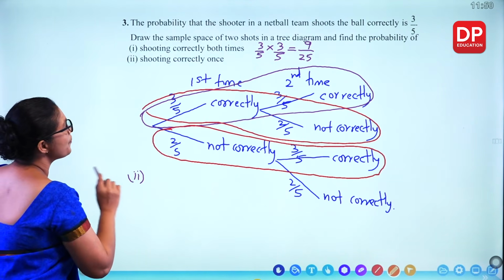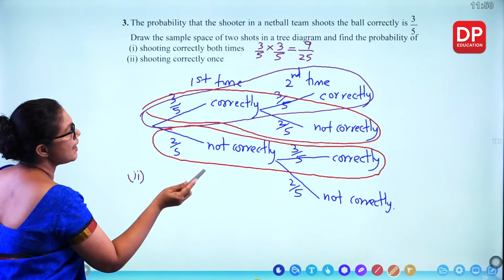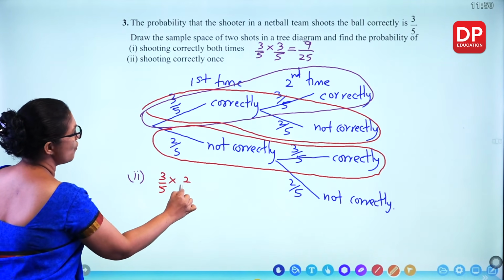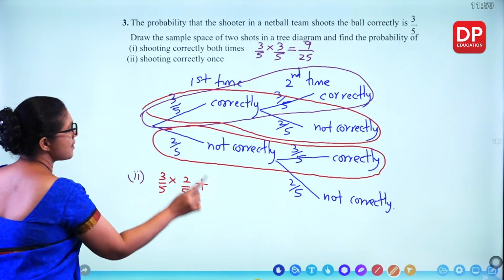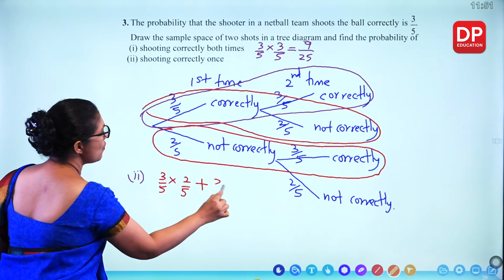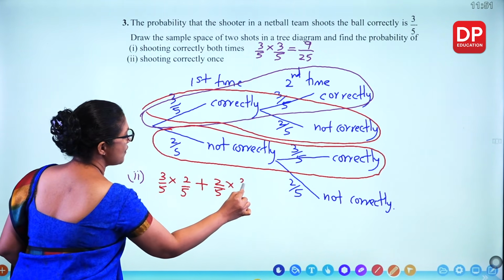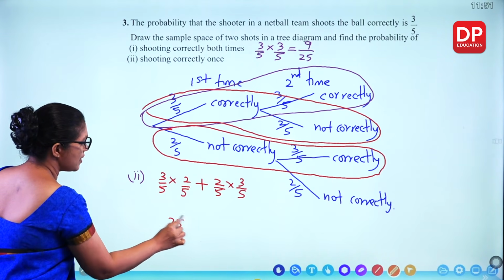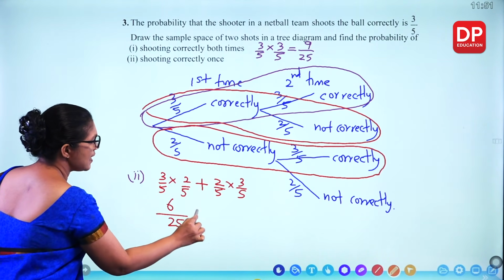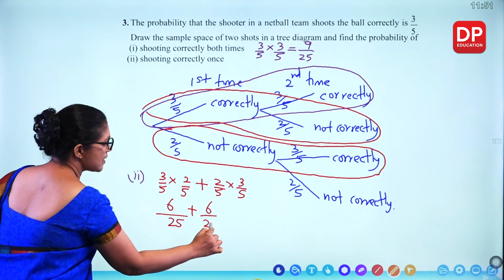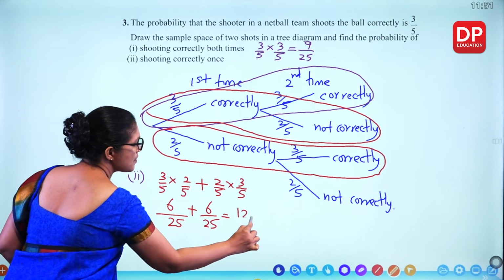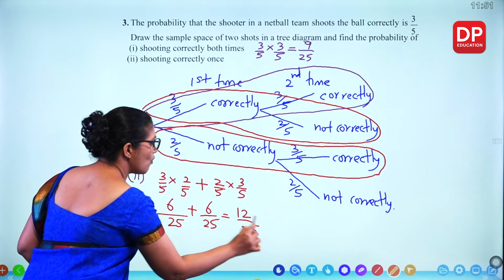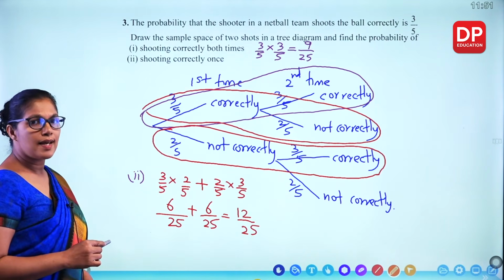So part 2, we can write down correctly and not correctly. That means 3/5 into 2/5 plus the other branch, 2/5 and 3/5. So 25 is the common denominator. 3 times 2 is 6 here, 3 times 2 is 6. 6 plus 6 becomes 12. So 12/25 is the answer.